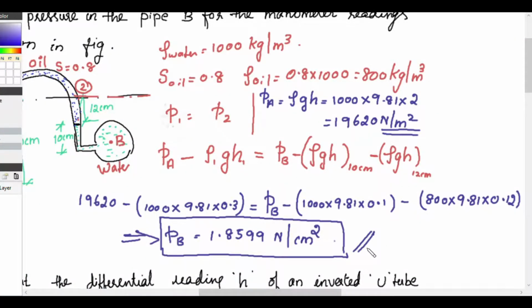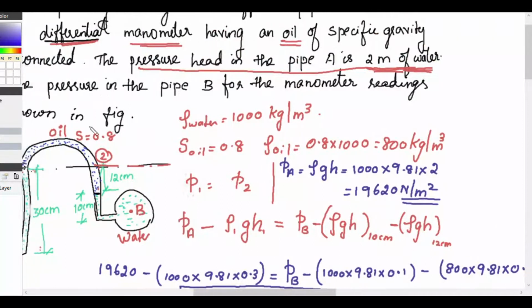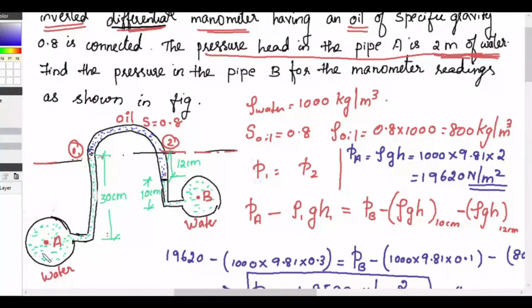Okay, see here what we did. This is A, this is B. We are taking the highest point of the oil as the datum line. So pressure at 1 will be equal to pressure at 2. We equate: the pressure at 1 is equal to pressure at A plus pressure due to this height. Pressure at 2 will be equal to pressure at B plus pressure due to this height, because this is water.